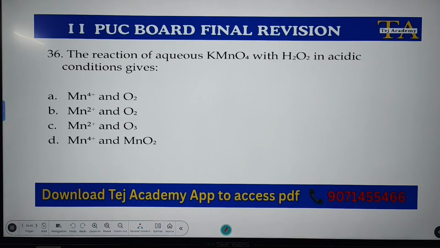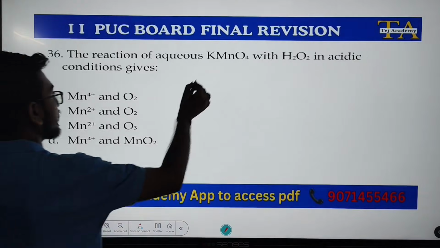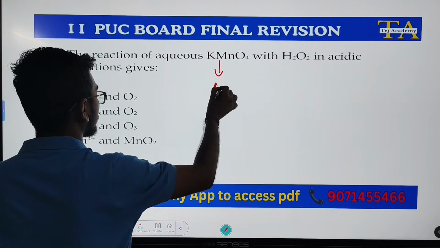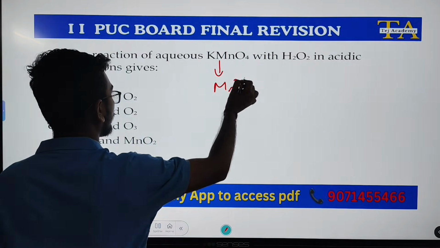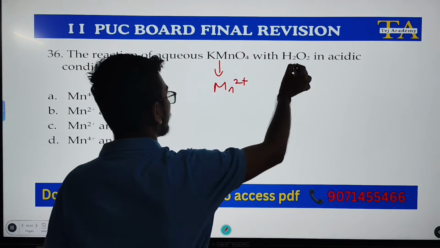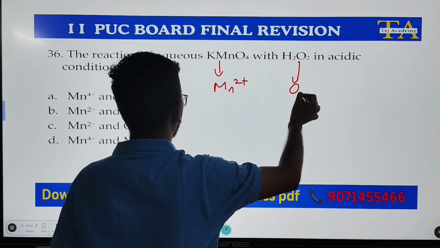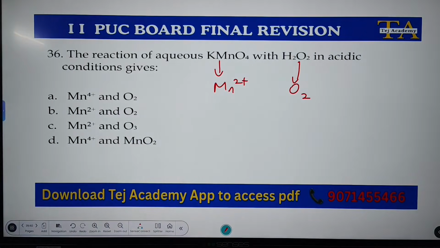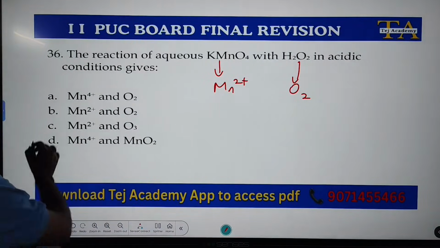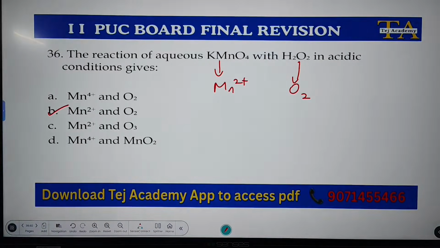36. The reaction of aqueous KMnO4 with H2O2 in an acidic condition gives, for H2O2, acidic condition. So in acidic condition, KMnO4 is present in the form of Mn2+. H2O2 will be released in the form of O2. So which option is correct for 36? Option B is the right answer.